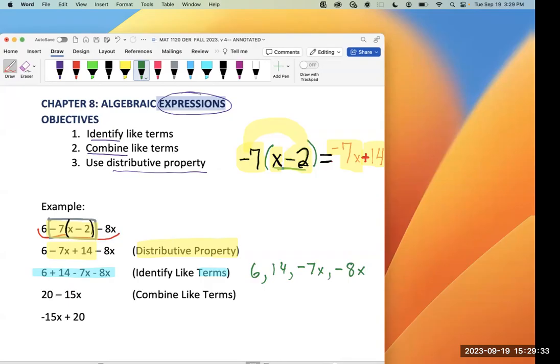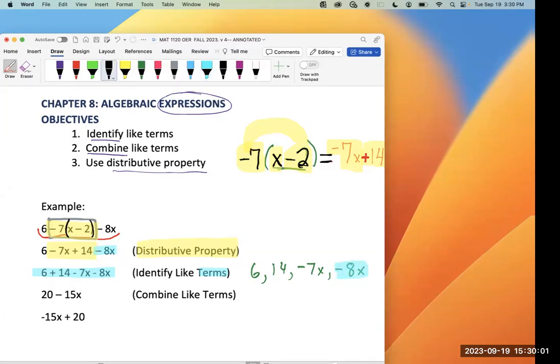I do need to remember that the plus or minus sign goes with the term behind it. So that's a -8x, a plus 14, a -7x, a positive 6. So that's why we're allowed to rearrange our expression as they do in the line below. Again, this -8x is the same as -8x.